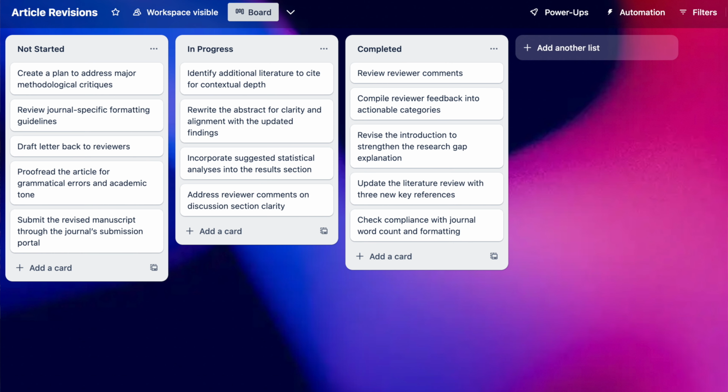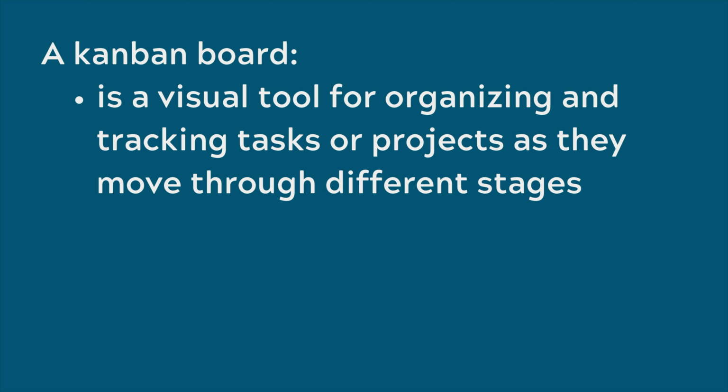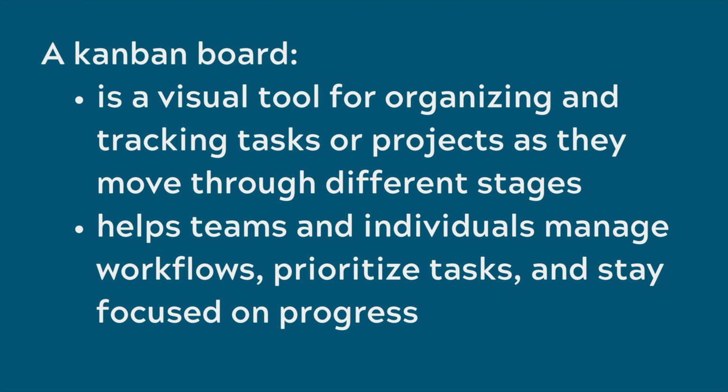For example, a research team could use Trello, which is based on the concept of a Kanban board, to manage the revisions of an article. They might have columns for not started, in progress, and completed that provide a clear visual of where each task stands. A Kanban board is a visual tool for organizing and tracking tasks or projects as they move through different stages, such as to do, in progress, and done. It helps teams and individuals manage workflows, prioritize tasks, and stay focused on progress.